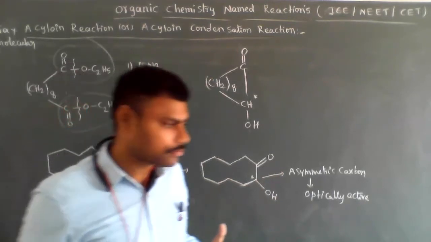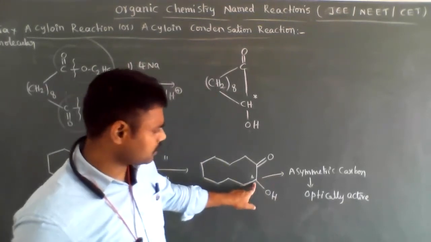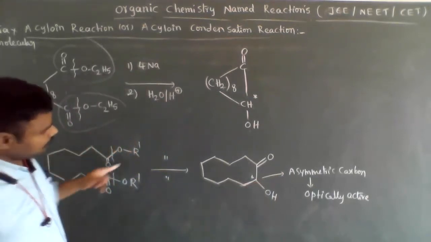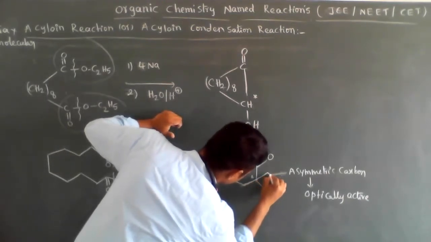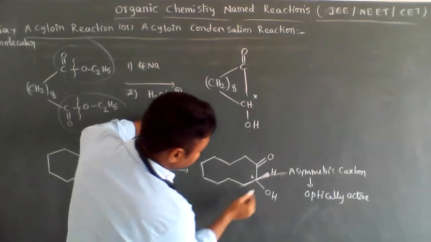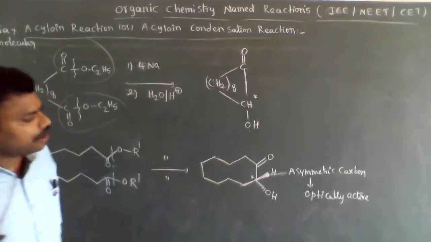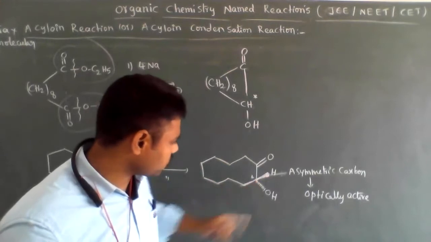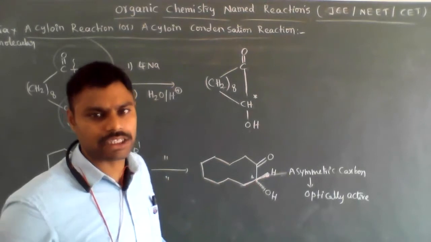RS nomenclature or RS configurations are mostly covered in the alkyl halides and aryl halides chapter. Now this carbon is optically active. On hydrolysis, the least priority group is on the front side and the OH group, the higher priority group, is on the back side. Like this, optically active isomers will form. Now what is the configuration of this carbon? That kind of question is also asked in JEE and NEET examinations.